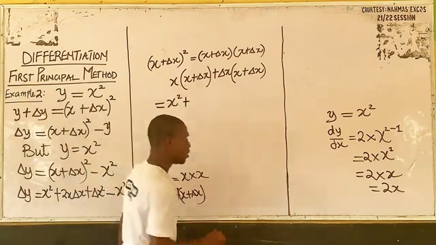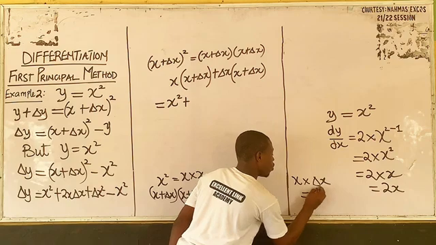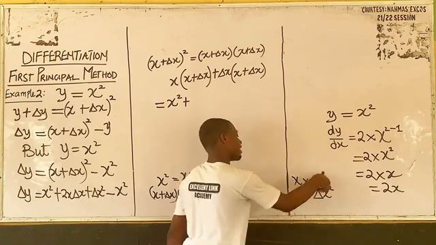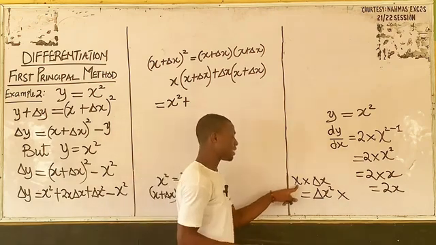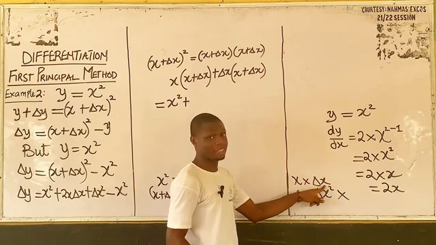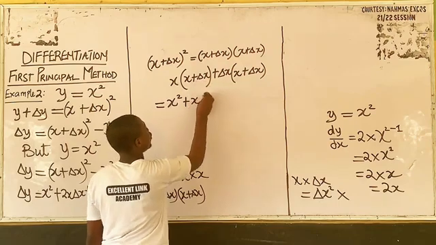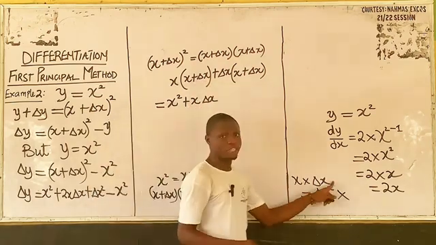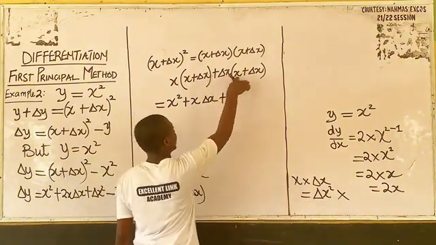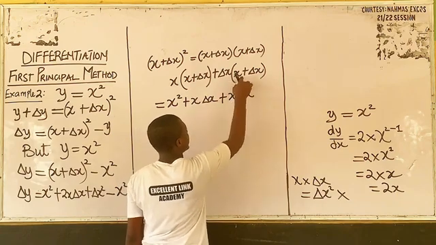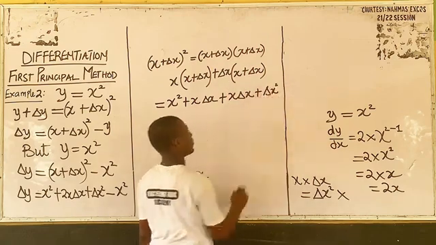If I have x times change in x, you might tell me this answer becomes change in x squared because x times x is x squared. This is wrong, please. We assume that x and change in x are two different things, right? They're not the same. So x times change in x becomes what? It becomes x change in x, not change in x squared, please. Correct, I have this. Plus x change in x times x is what? x change in x. Next up, plus change in x times change in x, I have change in x squared.